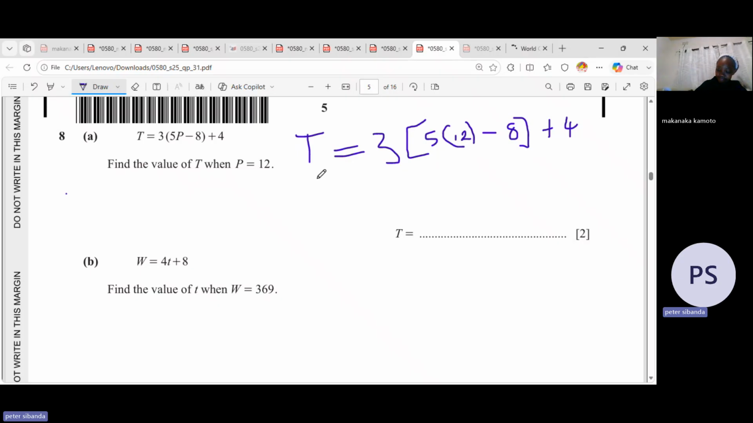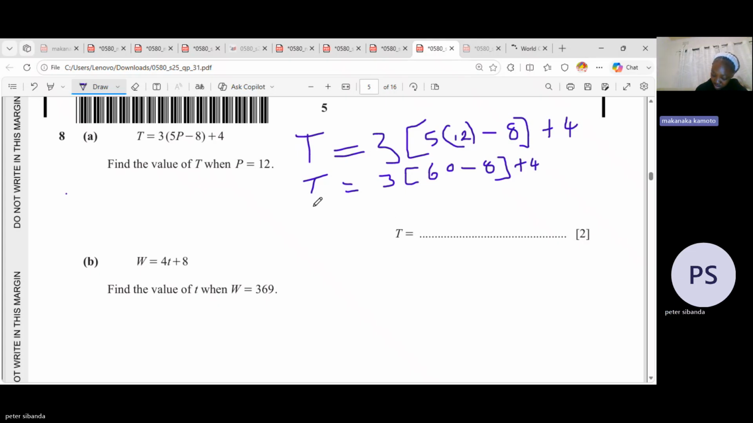It's more presentable when the brackets are different. You usually don't make mistakes. So t is equal to 3. You don't start with the box bracket, deal with the round bracket first. So what is 5 times 12? Oh, 60? Yeah, so I write 60 and I say minus 8, then I close the box bracket, then I say plus 4.